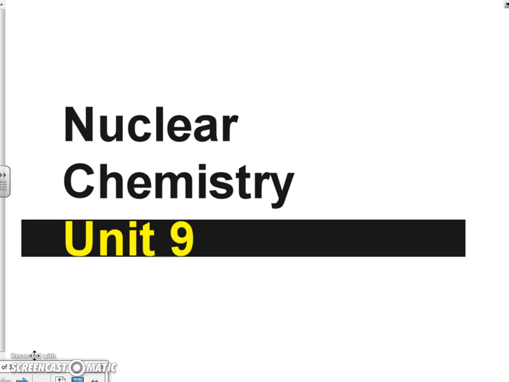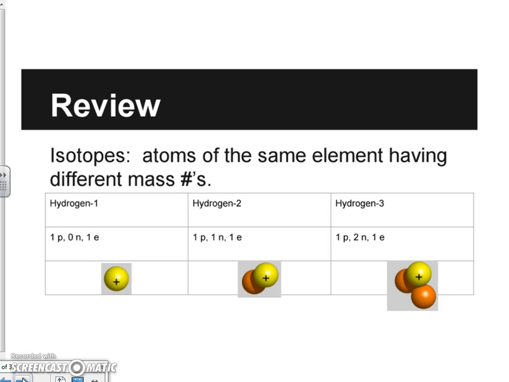Starting off the nuclear chemistry unit, we're going to start with just a little review of isotopes. So for those of you that don't really remember anything about isotopes from first semester, here's your quick review. Isotopes: atoms of the same element having different mass numbers. So here I have 3 isotopes of hydrogen.